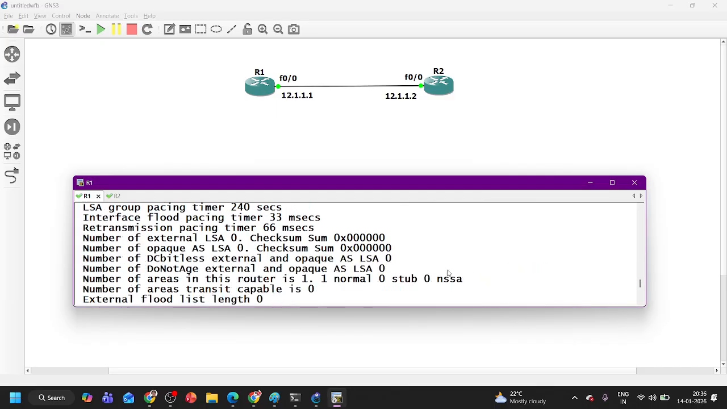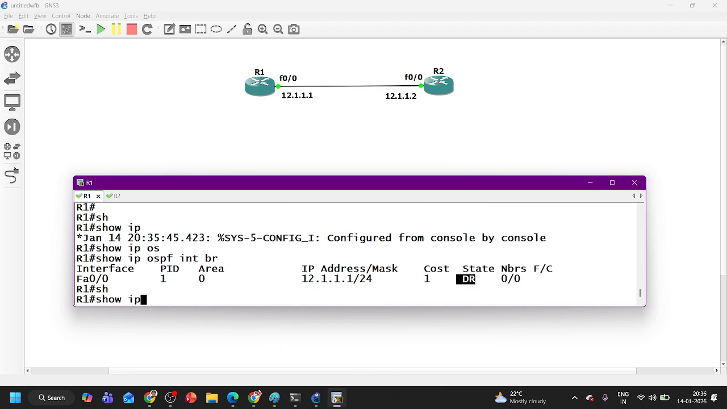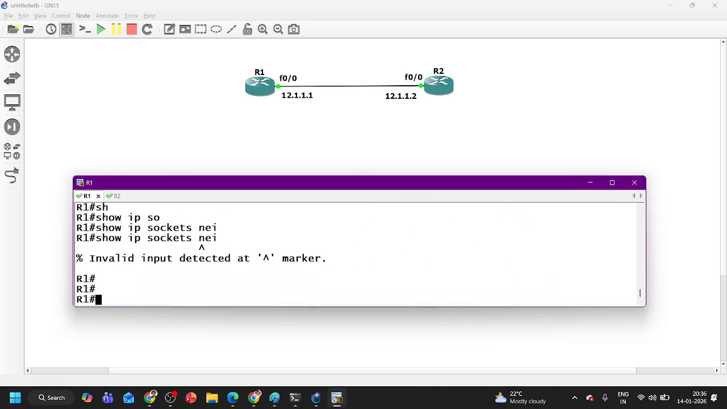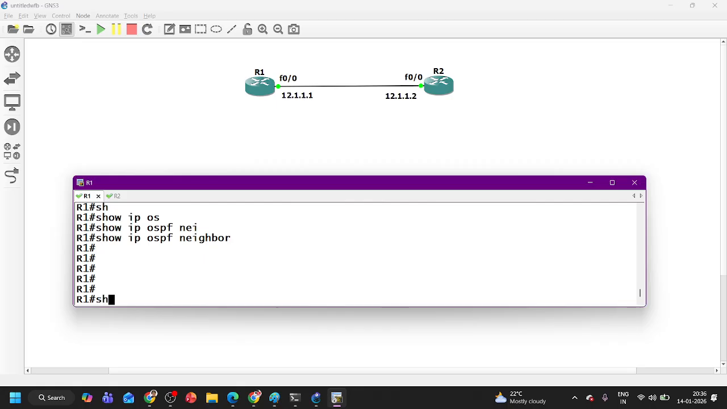Waiting, and now the state is DR. So DR and BDR election happens behind the scenes, right? We'll understand that also. Now, show IP OSPF neighbor. Here you can see we don't have any neighborship, and we can also verify the multicast group.